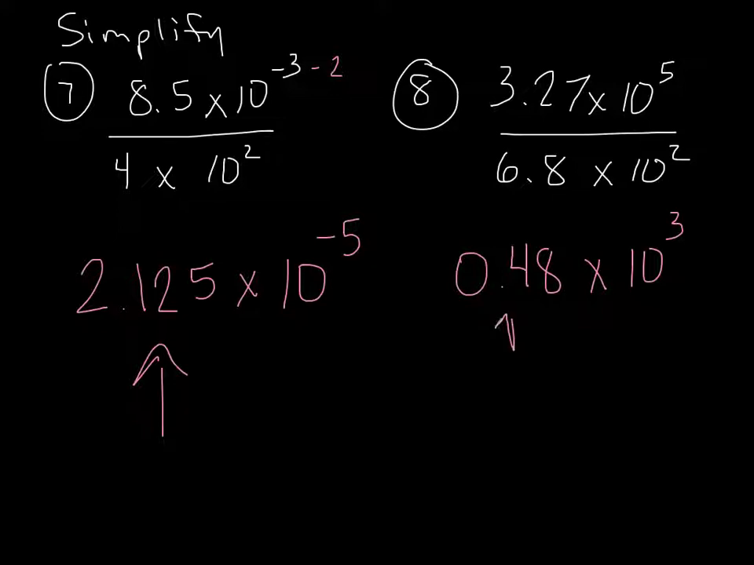But this one, however, is no longer scientific notation, because 0.48 needs to become 4.8 times 10 to the, now it was to the 3rd, so we'd move it 1, 2, 3 spots, but now we only need to move it 2 spots, so now is times 10 to the 2nd.